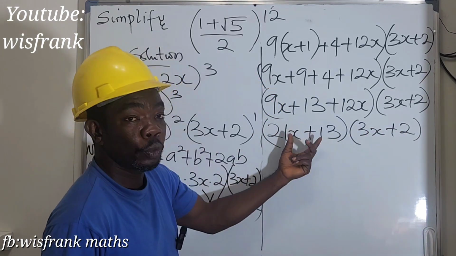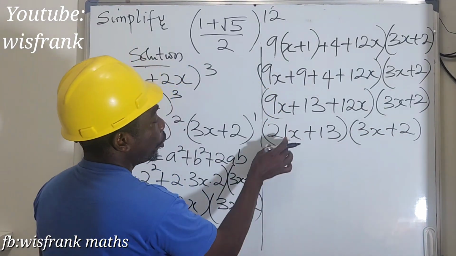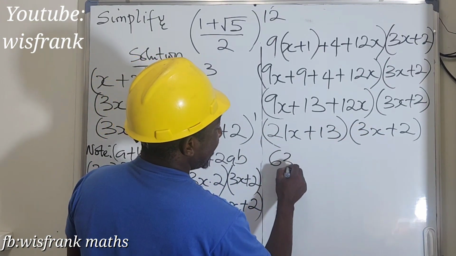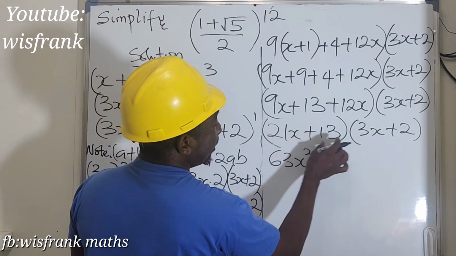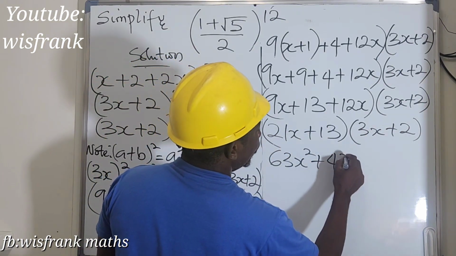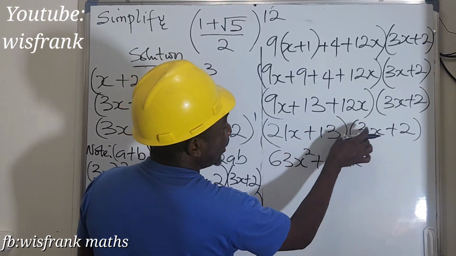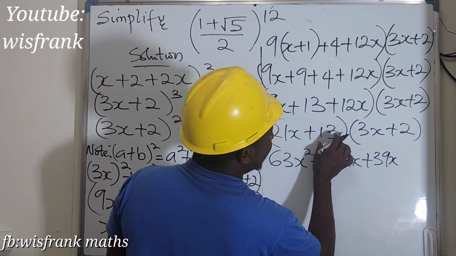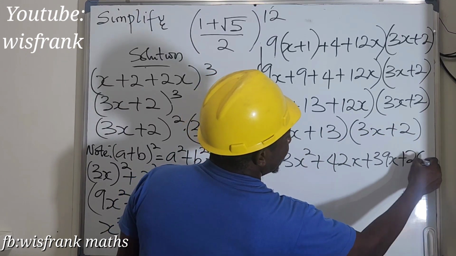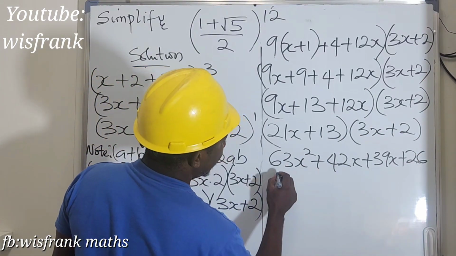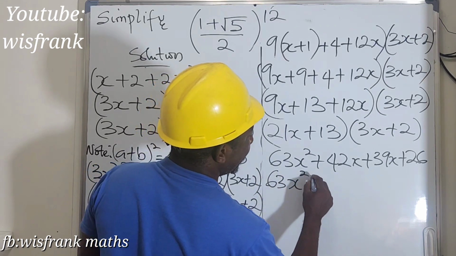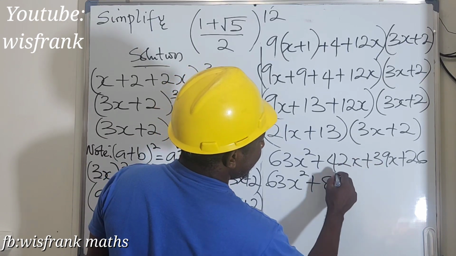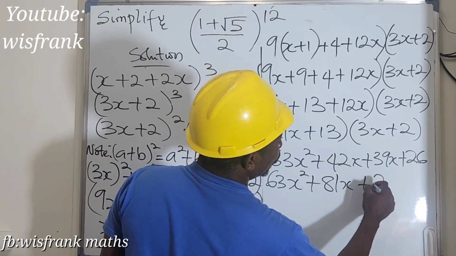We have two parentheses. We need to multiply the two of them. So 21x times 3 is going to be 63x squared. Then 21x times 2 is going to be 42x. Then 13 times 3 is going to be plus 39x. Then 13 times 2, we have 26. So this will become 63x squared plus, we have 42 plus 39, this will become 81x plus 26.